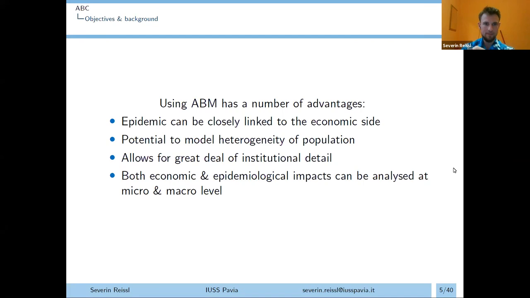Obviously, an agent-based methodology also gives us a lot of freedom to model relevant aspects of population heterogeneity. And more broadly, it also allows us to model any kind of institutional detail we might wish to include, of course, within the constraints of the available computational resources. But in general, yes, an agent-based model allows us to make very realistic and very detailed depictions, both of the base setting in terms of connections and interactions between agents, and so forth, but also in terms of both pharmaceutical and non-pharmaceutical interventions that might be applied to contain the epidemic. And finally, of course, an ABM gives us the possibility to analyze the economic and epidemiological impacts, both at a micro and at a macro level.